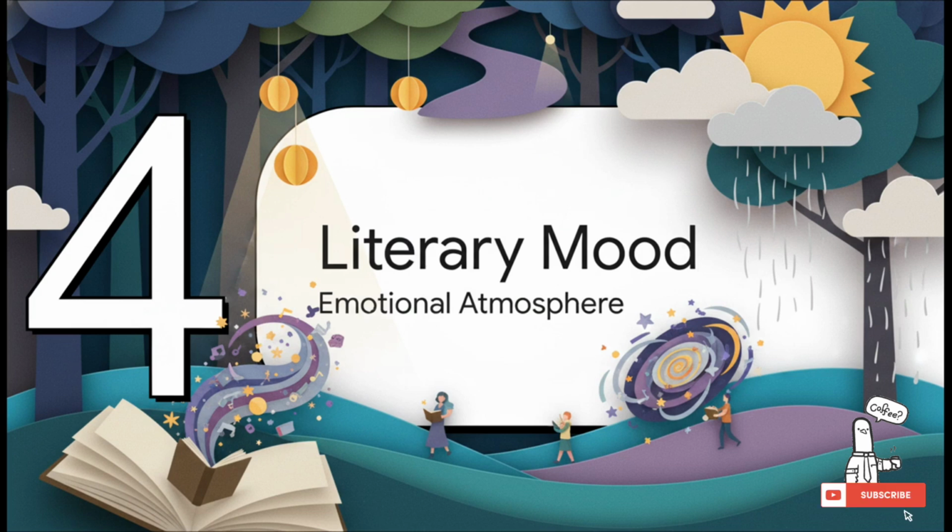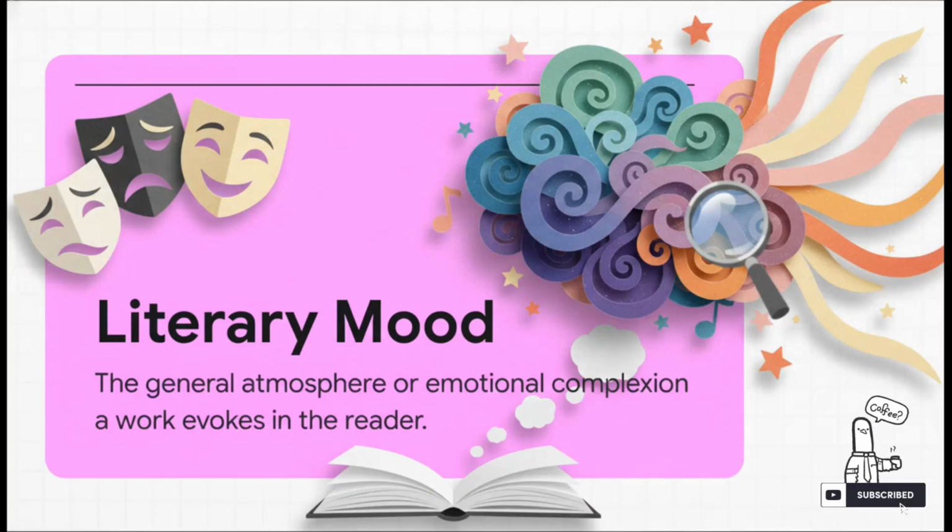Let's pivot to Section 4, literary mood and emotional atmosphere. Before we look at actual examples, we need to clear up one more terminology trap. So the crucial point here is understanding the difference between tone and mood. Tone is the author's attitude toward the subject. Maybe they're being sarcastic or highly critical or funny. But literary mood is the actual atmosphere that evokes feelings within you, the reader. Basically, if tone is how the author feels, mood is how the author makes you feel.